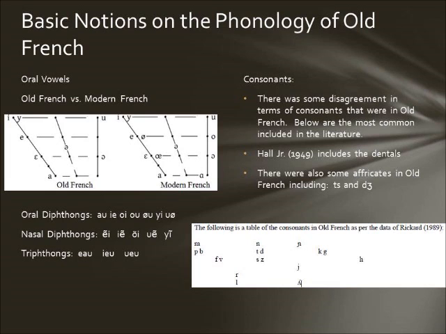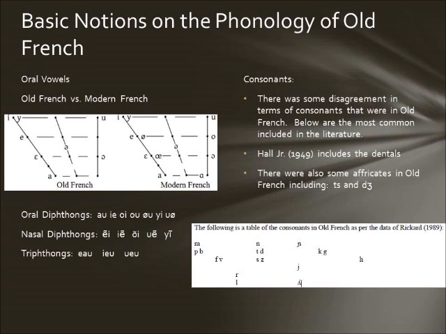So now looking a little bit at phonology, just a quick overview of phonology. Right here I just presented some oral vowels. Really the one main difference is that there are oral vowels in Old French. There are also oral diphthongs that don't exist now in French. There are no nasal diphthongs in modern French, as well as no triphthongs.